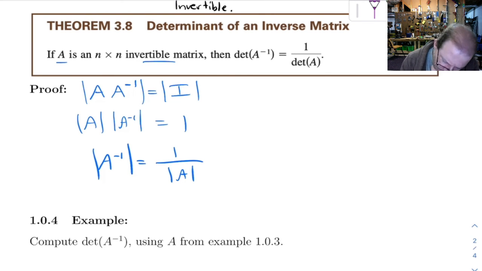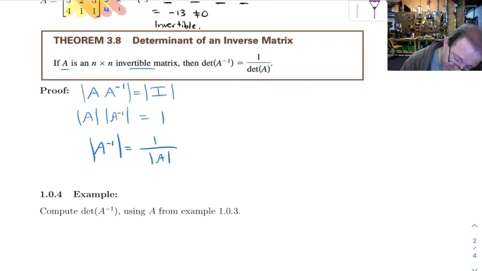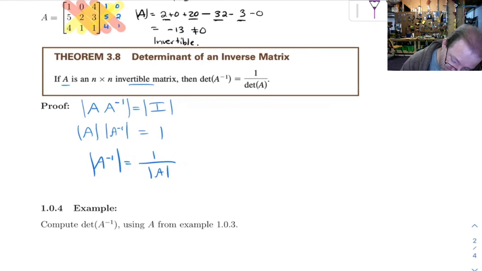So this says compute the determinant of A inverse using A from example 103. All right, so on that example up there, the determinant of A was negative 13. So the determinant of A inverse is going to be negative 1 over 13.